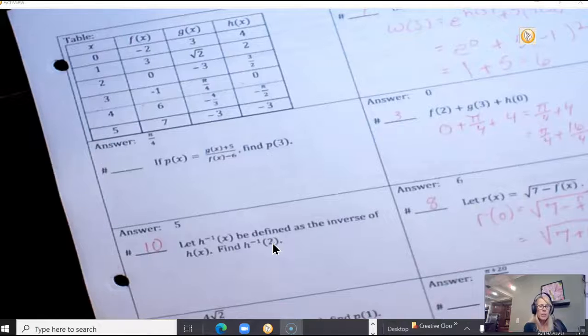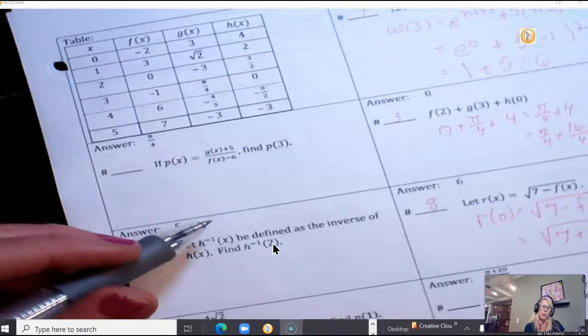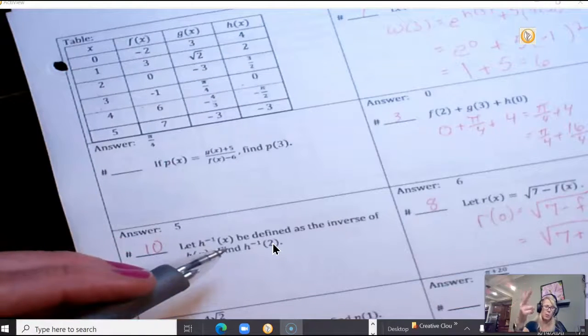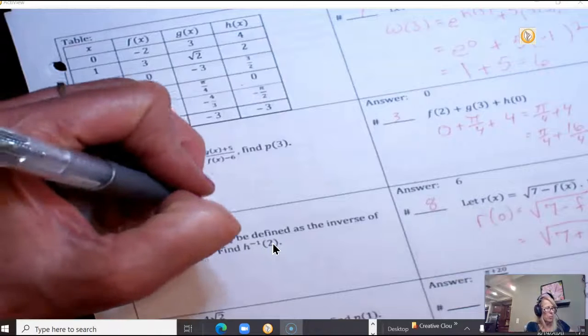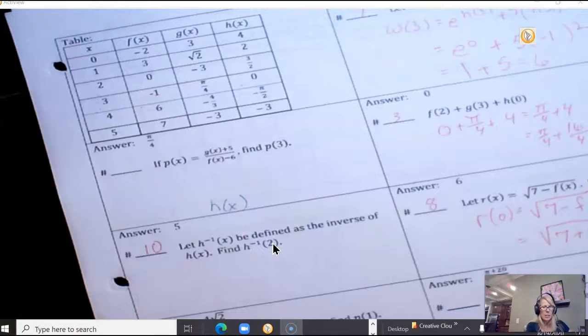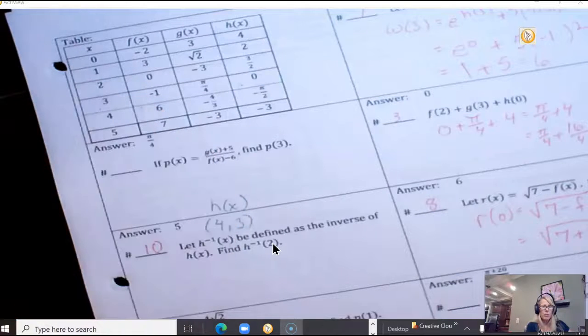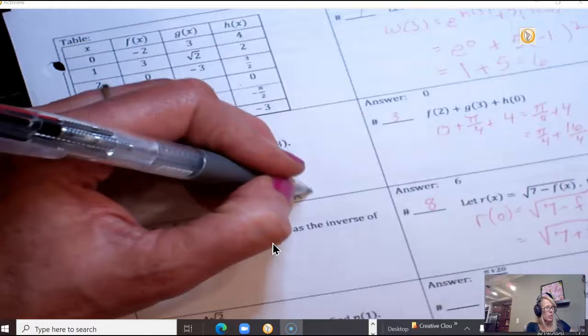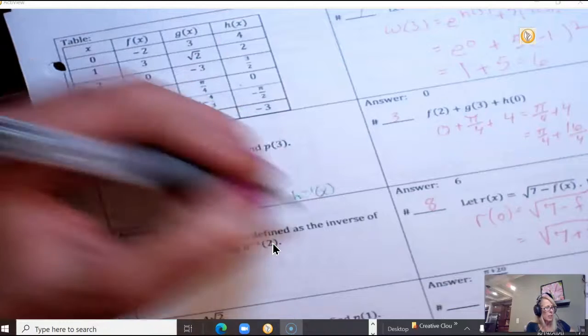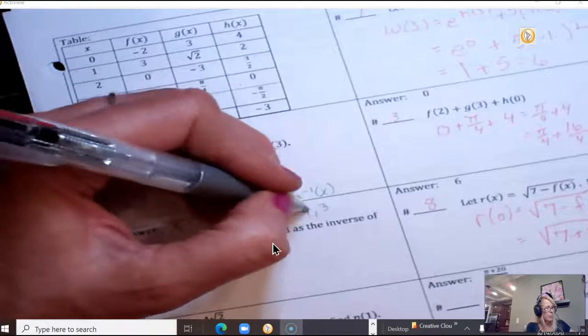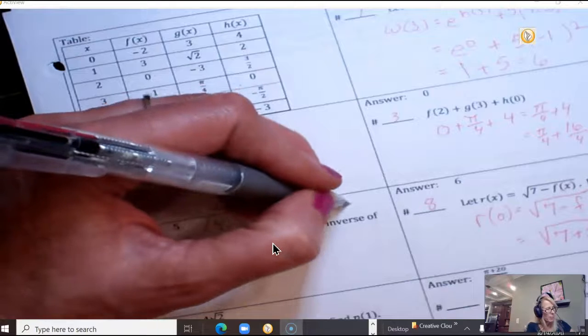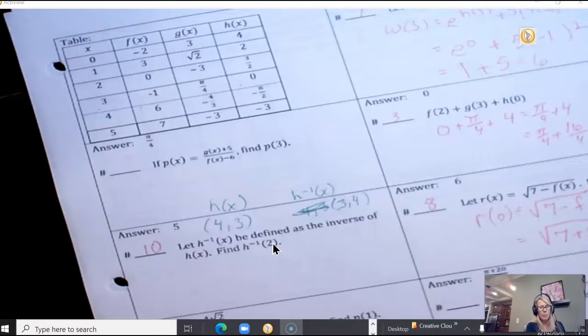So inverses, if you remember, inverses mean we are taking x and we are taking y and we are flipping it. So as an example up here, and I think I did this on the last video, but just in case, if h of x has a point 3, 4, the inverse function of x is going to be 4, 3. Flip it.